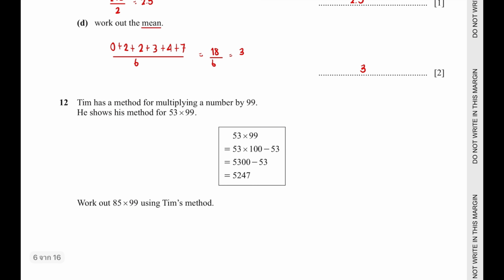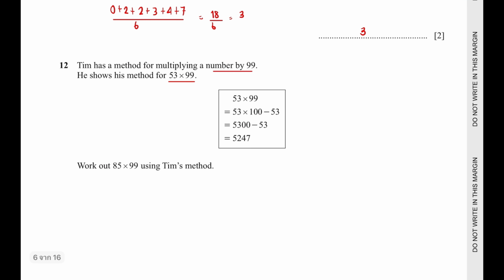Then question 12. Tim has a method for multiplying a number by 99. He showed his method for 53 times 99. So we have 53 times 100 minus 53. Then we will multiply 53 by 100, so it is equal to 5,300 minus 53, so it is equal to 5,247.